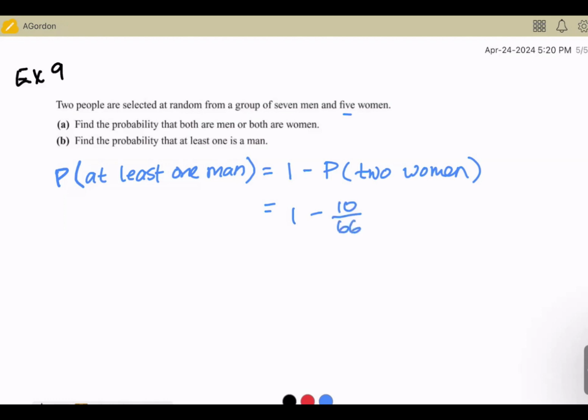If I want to subtract from 1, then I just need to rewrite 1 so that it has the denominator that I want, which is 66. So 66 over 66 is 1. But now I can subtract 10 over 66 from it. And that'll give me 56 over 66. And I'll reduce it a little bit because I see common factors between the top and the bottom. I can divide them by 2. So I get 28 over 33. That is the probability of choosing at least one man from this selection.